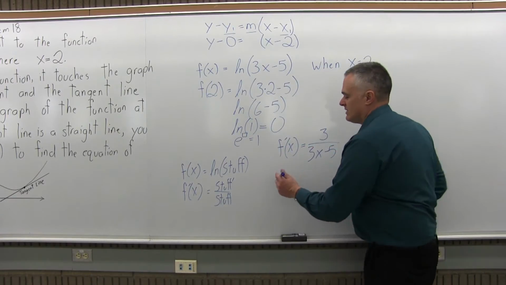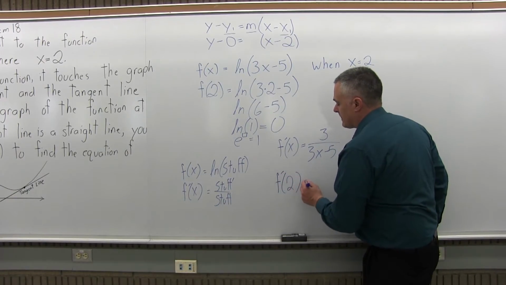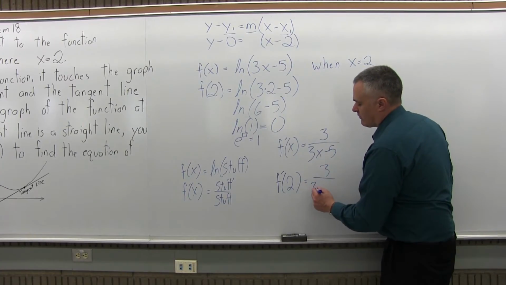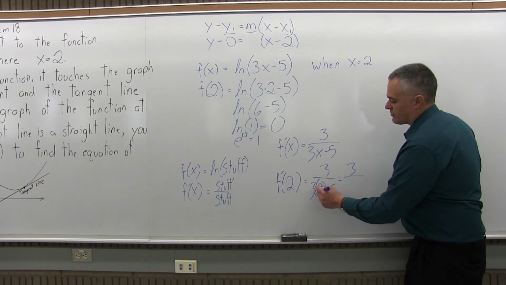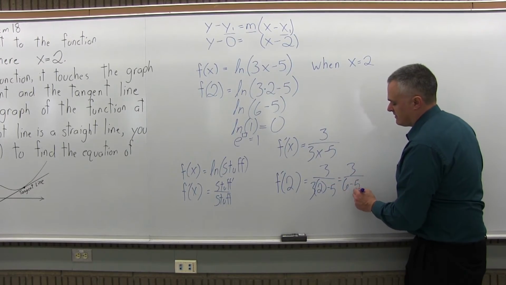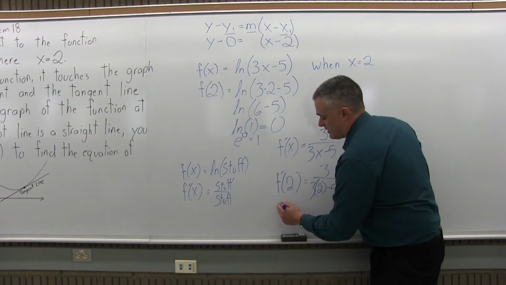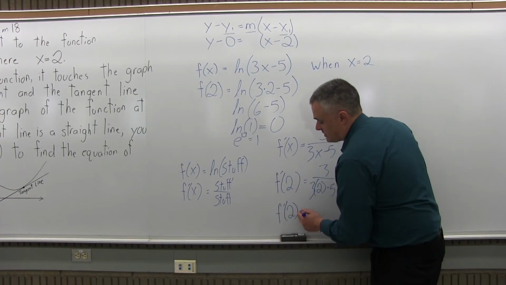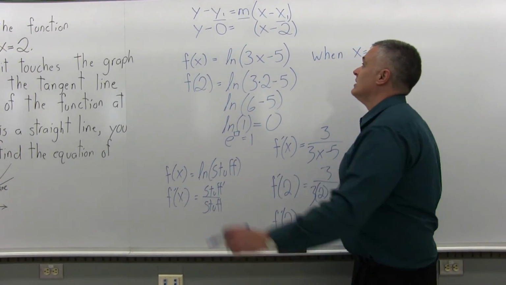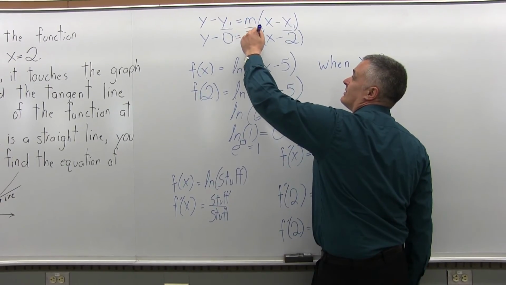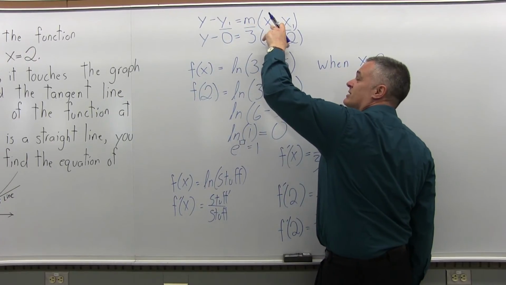That's what a derivative is. So at the point where x is 2, we'll do f prime of 2 equals 3 over 3 times x becomes 3 times 2 minus 5. So that's 3 over 3 times 2 is 6 minus 5, which is 3 over 1, which is just 3. So when x is 2, the slope at that point is 3. So that's what the m is here, 3. So the equation of the tangent line is y minus 0 equals 3 times, in parentheses, x minus 2.